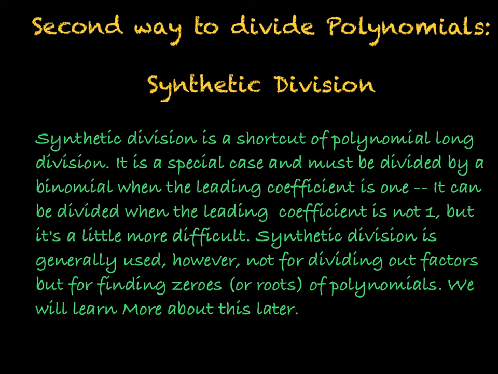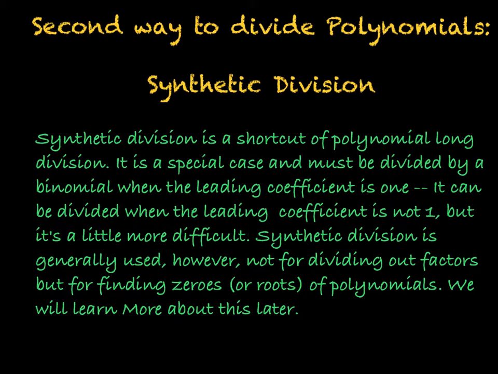The second way to divide polynomials is using synthetic division. Synthetic division is a shortcut when you're dividing polynomials instead of using long division. It is a special case, and it must be divided by a binomial when the leading coefficient is 1. However, it can be done when the leading coefficient of the divisor is not 1, but it's a little bit more difficult, with a little bit more steps involved.